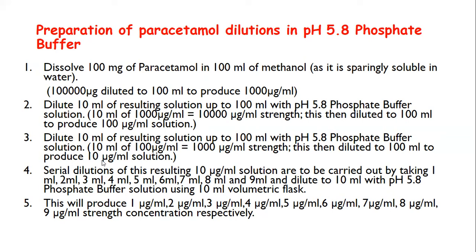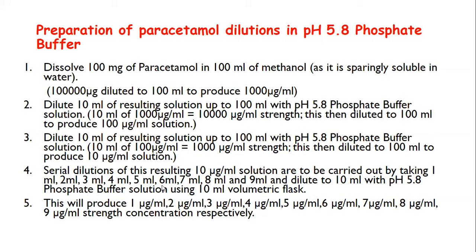From this 10 microgram per ml solution, if we pipette out 1 ml and dilute to 10 ml, this will give 1 microgram per ml. When we take 2 ml of this and dilute to 10 ml, this will give 2 microgram per ml. When 3 ml is pipetted out and diluted to 10 ml, this will give 3 microgram per ml. In this way, we prepare solutions from 1 microgram per ml to 9 microgram per ml. The 10 microgram per ml solution is already available, so we take it as it is for the measurement of the absorbance.